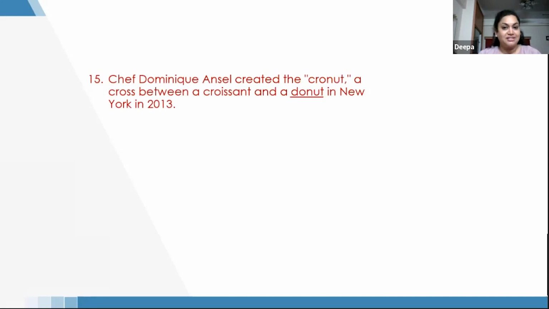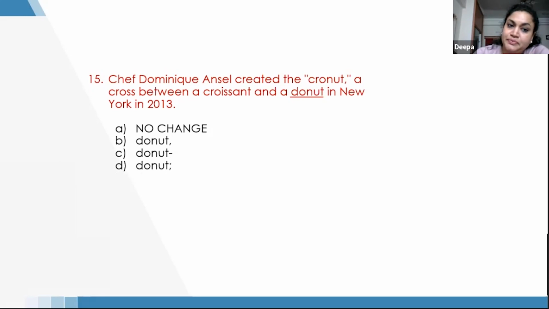Chef Dominic Ansel created the cronut, a cross between a croissant and a donut, in New York in 2013. Here we are discussing what a cronut is. So therefore, a comma after donut is mandatory. Let's check if we have an option that has that. Yes, we have an option that has a comma after the donut. So therefore, we'll go with B.